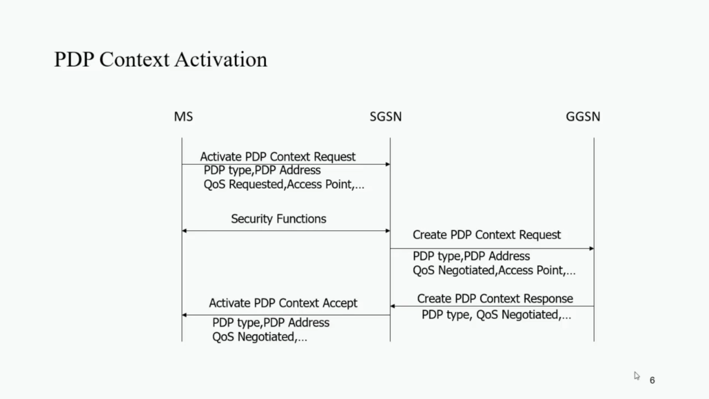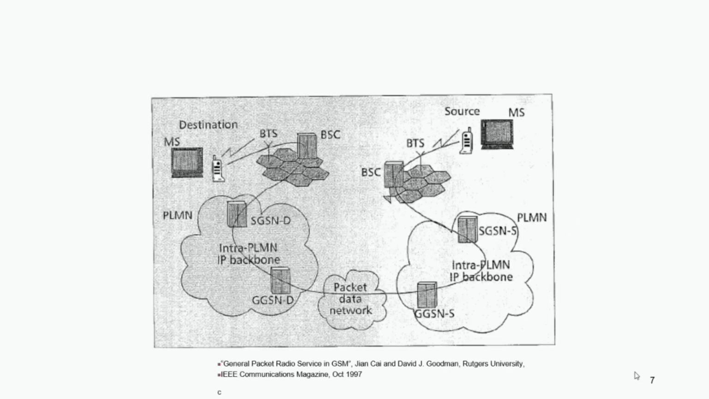Once it is activated, it remains active for the entire session, and during this tenure, the mobile station can transmit data. And when the MS is detached, this PDP context is also disconnected, and the PDP address is also released for the next use. Now we will see how actual routing occurs.